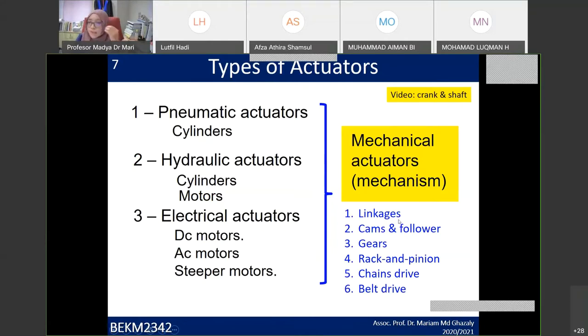And what are mechanisms? These are examples of mechanism. What you are going to learn are these six main mechanisms, which are the general mechanisms. The first one is linkages. Second is cam and follower. Third is gear. Fourth is rack and pinion. Fifth is chain drive, and lastly belt drive. So the total is six today.